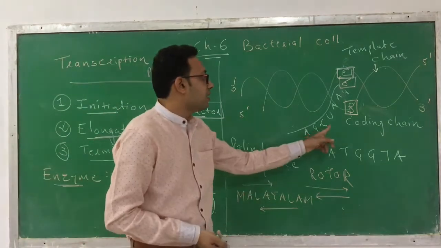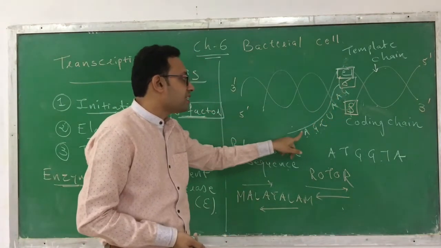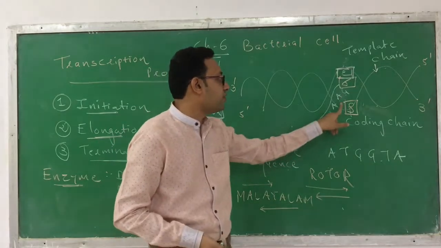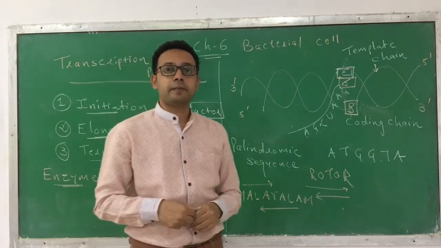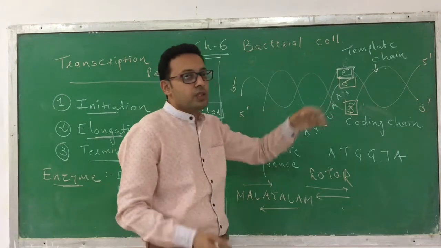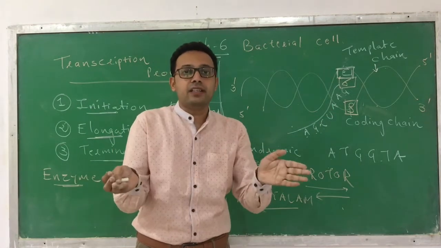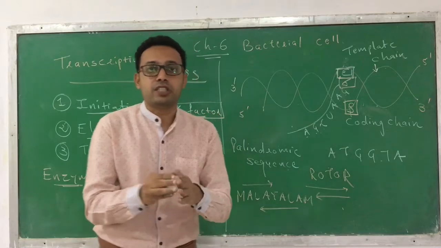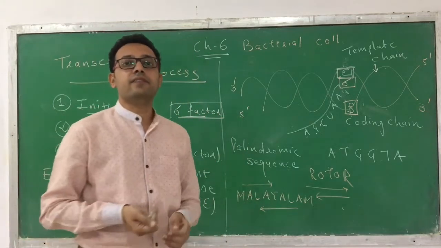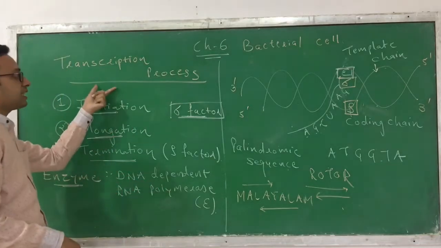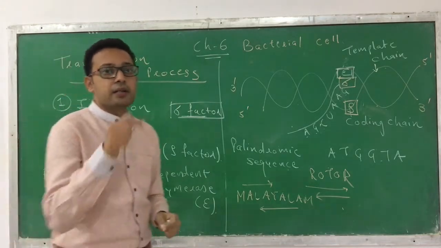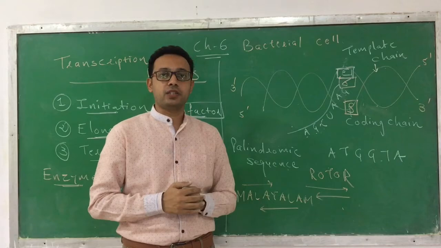When the transcription ends, the chain which is synthesizing, this chain of RNA which is going to be synthesized, separates from the DNA. And the DNA molecule which has been unwound or opened, the helical structure which is opened up, is again wound. So this is what happens in the case of the transcription process in the bacterial cell or the prokaryotic cell.